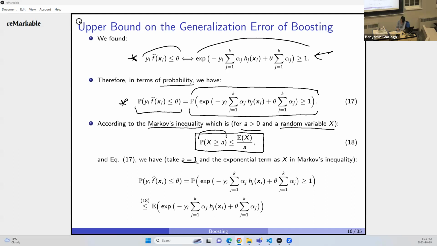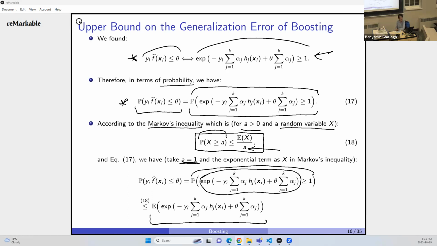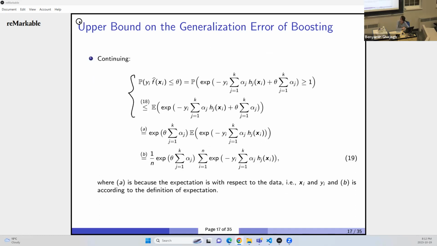So let a be 1. A equals 1. I'm going to use Markov's inequality. This is the left-hand side of Markov's inequality. It's less than or equal to, according to Markov's inequality, this. We know that a is 1, so division by 1 is nothing. So the numerator is expectation of that thing. And what was that thing? It was this. Basically, you can see it as probability of x greater than or equal to a is less than or equal to expectation of x over a. A is 1, so probability of x greater than or equal to 1 is less than or equal to expectation of x. And here x is e to the power of this whole big thing. Agreed? Okay. This is what we had. I'm repeating it. Let's continue.